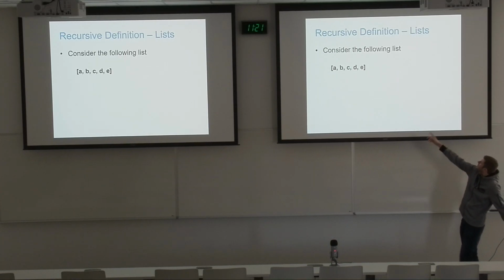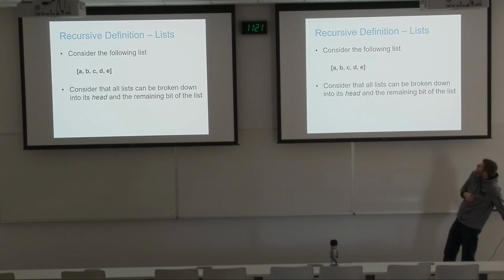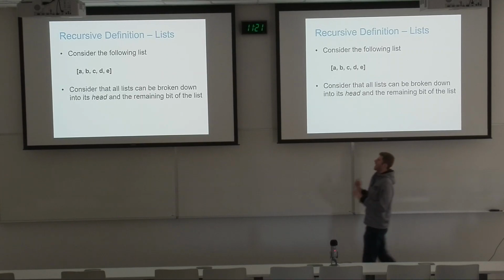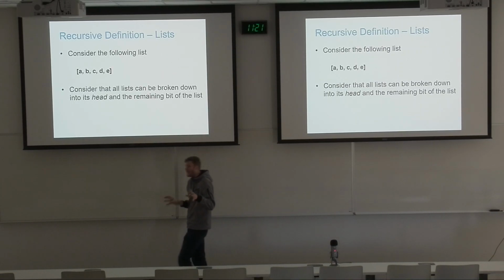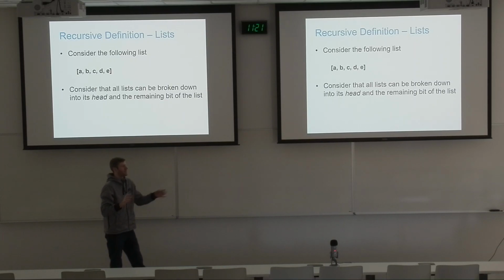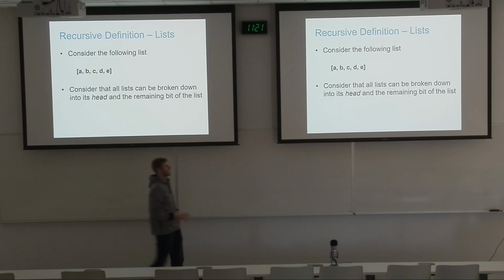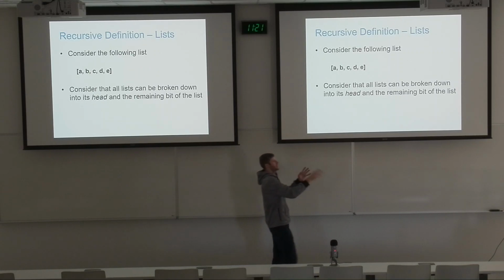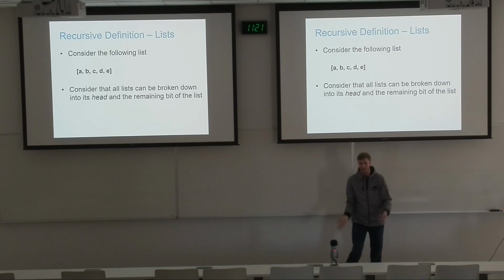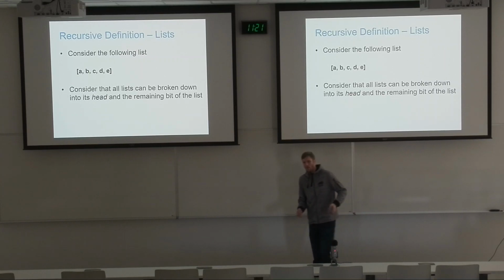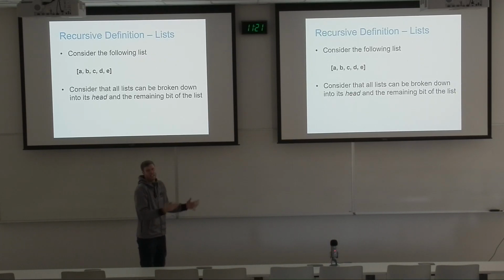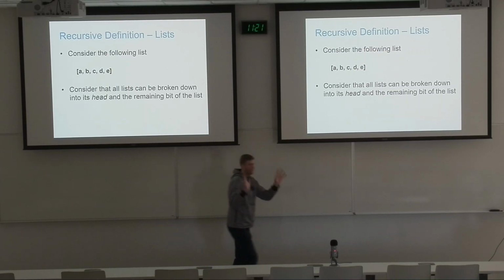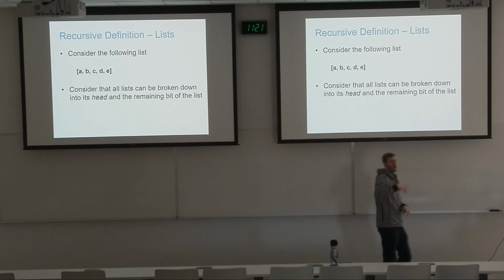So, A, B, C, D, and E, is that a list? So, we could consider the fact that all lists can be broken down into its head, followed by the rest of the list. Basically what I mean is, we have A, B, C, D, E. I will say the head of that list is just the thing at the beginning, A. And then the tail is everything else. It's B, C, D, E, let's say. Okay, so that's our definition. We can take the head followed by the remainder of the list.